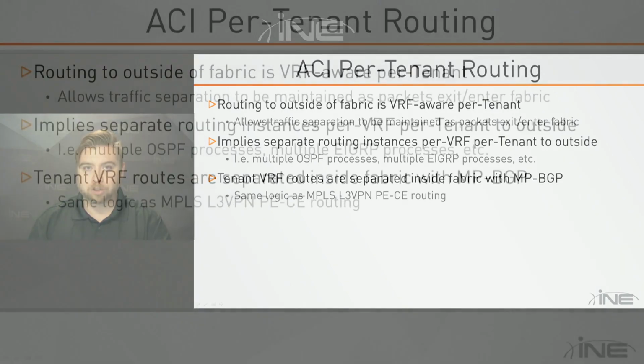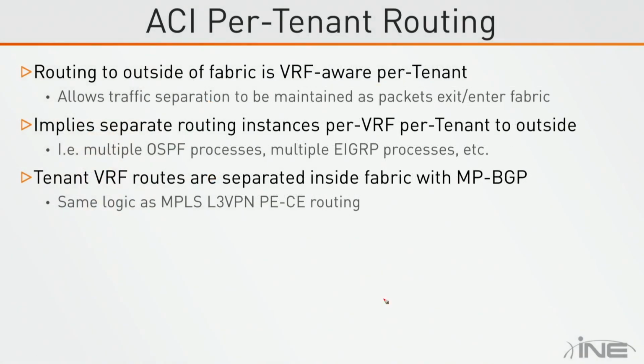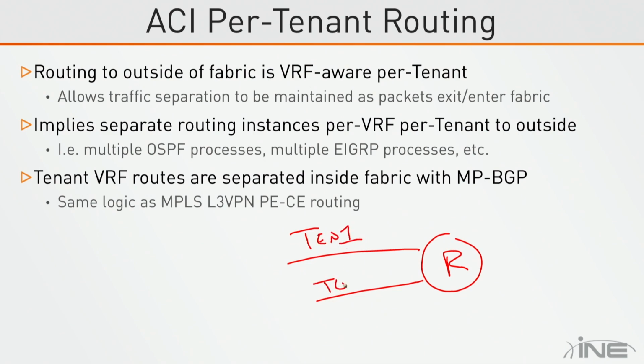So the overall logic of that, from a high level, is that if we have our external router, and let's say on the router we have two different subinterfaces. We have a subinterface that is for tenant 1. We have a subinterface that is for tenant 2. And then both of these are going to the same leaf switch. Okay, so let's say this is going to leaf 101.